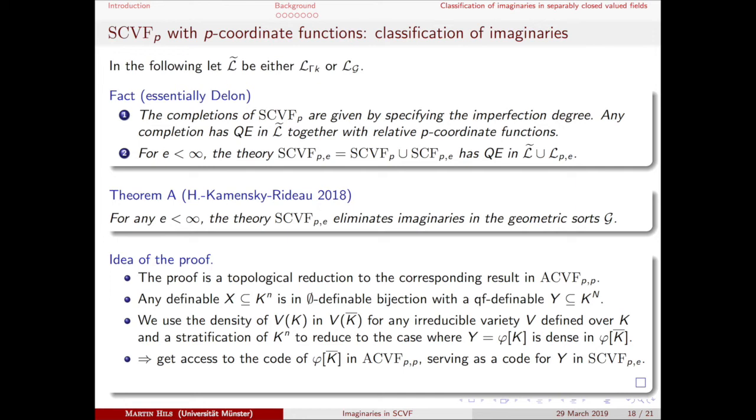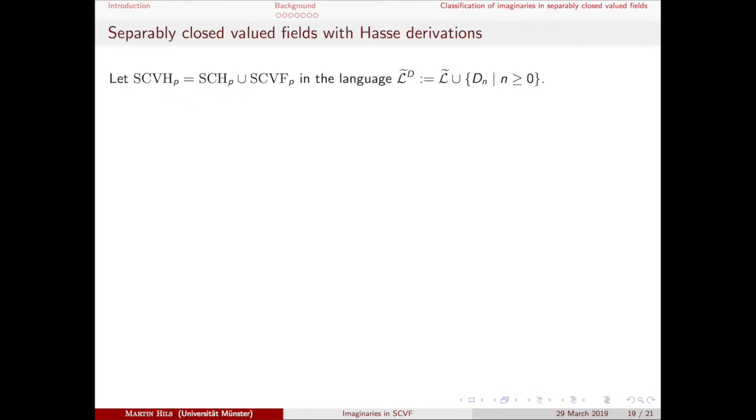to now present the same kind of proof, but which gets more involved with Hasse derivations. So let's look at this. So now we merge the second part of the separably closed world, so with Hasse derivations.